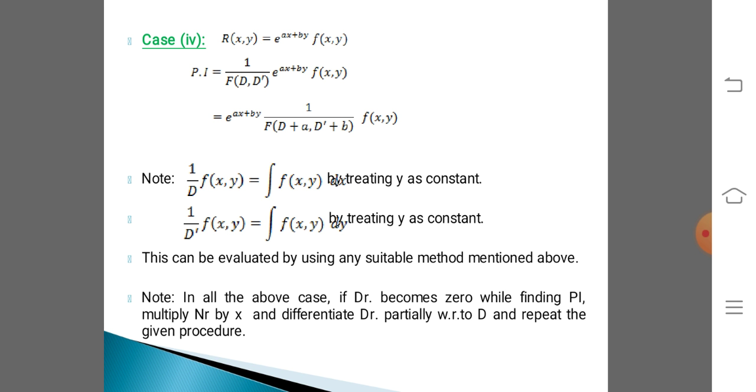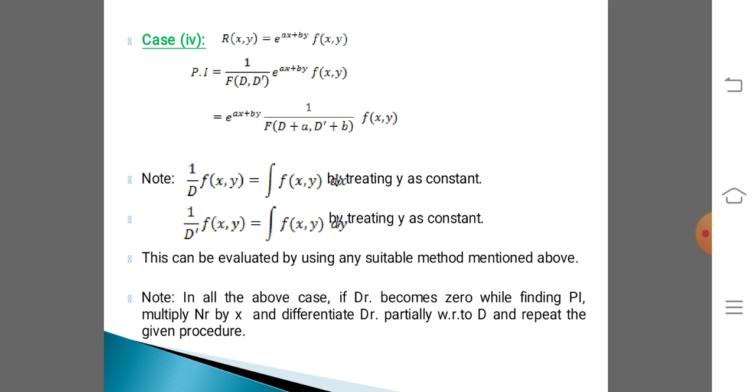Sometimes the right hand side function may be of the form e power ax plus by into f of x comma y, where f of x comma y may be either sin of ax plus by or cos of ax plus by or x power m into y power n. So in this case, to find the particular integral, we use the shifting property. Okay, according to the shifting property, PI equals 1 by f of d comma d dash into e power ax plus by into f of x comma y, that is the particular integral.